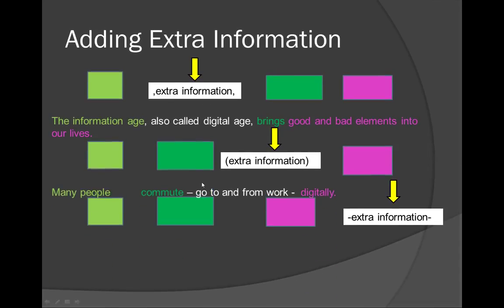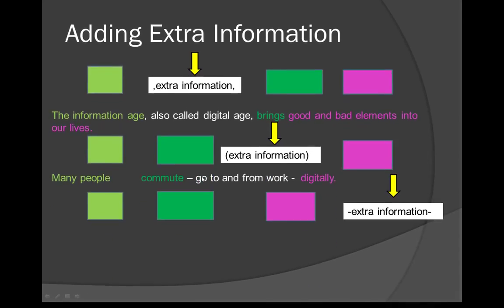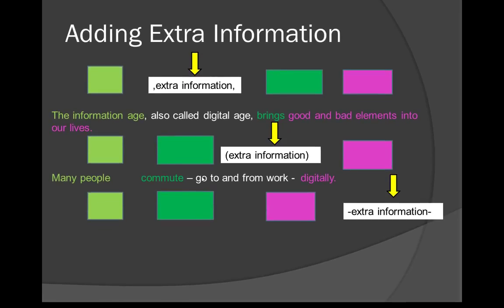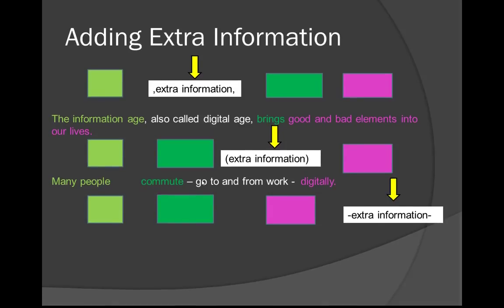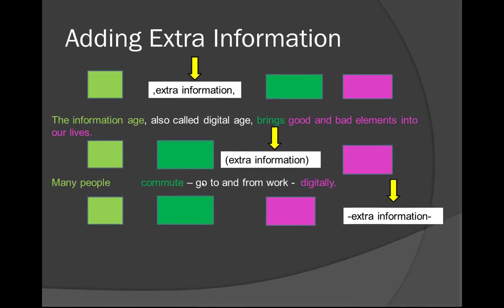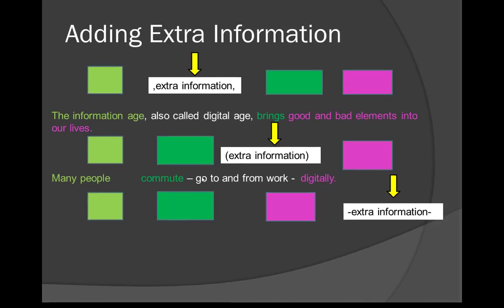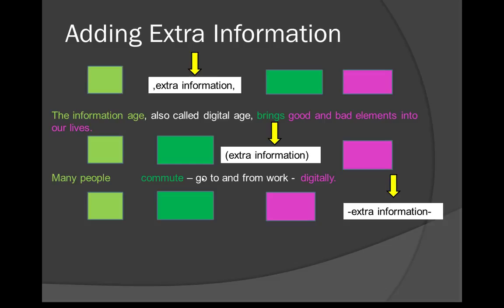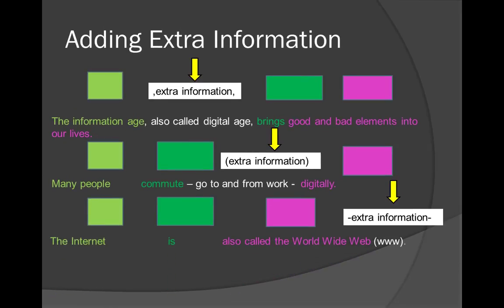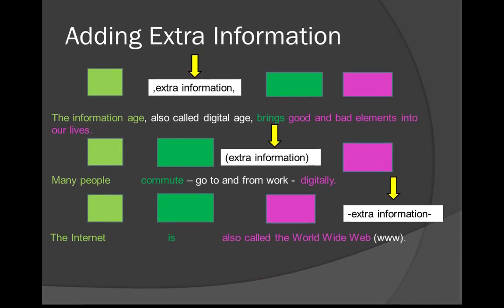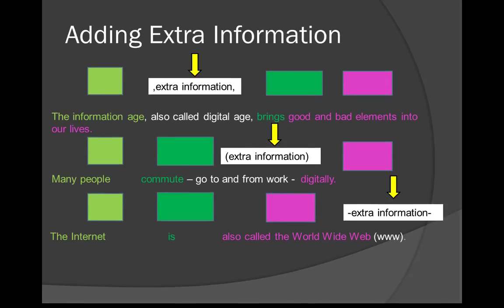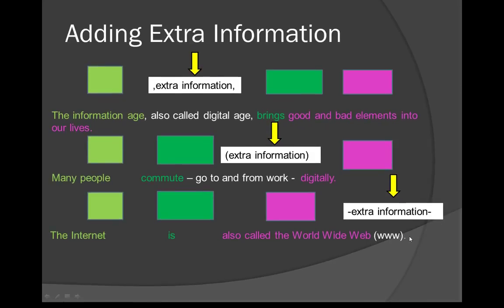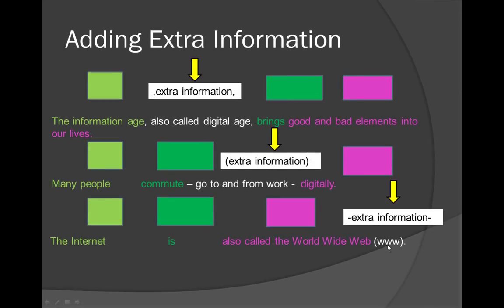The same thing with the next example. Many people commute, go to and from work, digitally. Go to and from work is extra information about the verb commute. It's the meaning of the verb commute. I can remove it from the sentence, and the sentence is still complete. Many people commute digitally. Now, another example. The internet is also called the World Wide Web. And then www would be extra information. Actually, this could be dashes or parentheses.